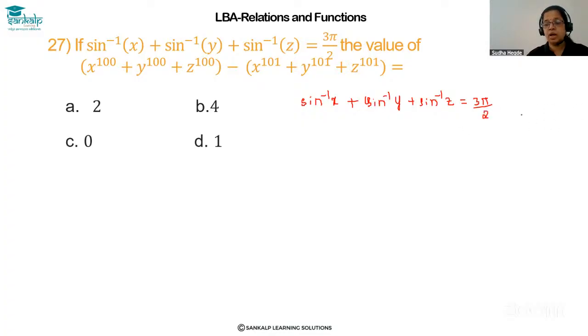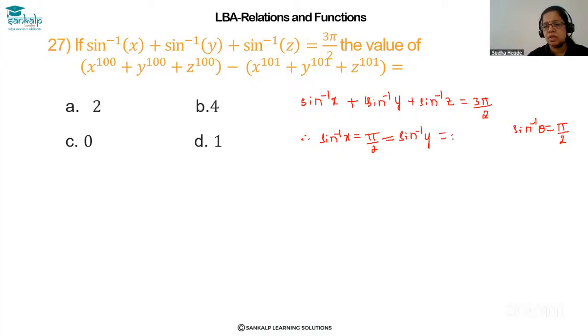You know the maximum value of sine inverse theta is equal to pi by 2. Maximum is only pi by 2. So here sine inverse x plus sine inverse y plus sine inverse z, it is 3 pi by 2. So each individual term must be equal to pi by 2, correct? So therefore sine inverse x must be equal to pi by 2. Even sine inverse y is also pi by 2.